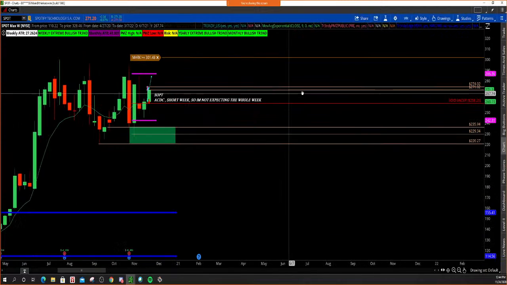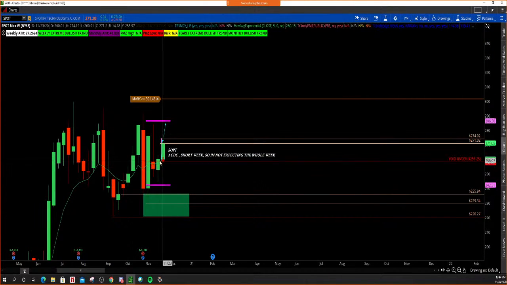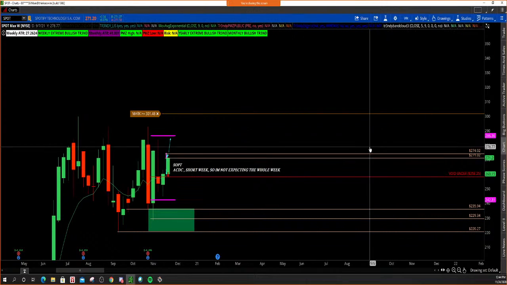Let's go back to this SPOT, man. Wow. Absolutely a stunner move right here from our entry yesterday. If it breaks out from here, again, still looking for 285.